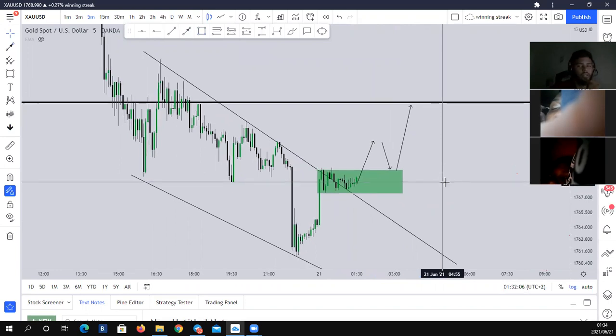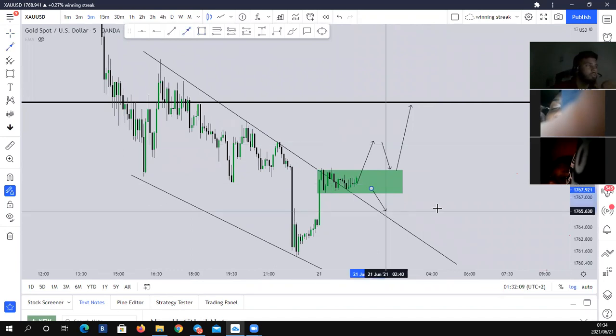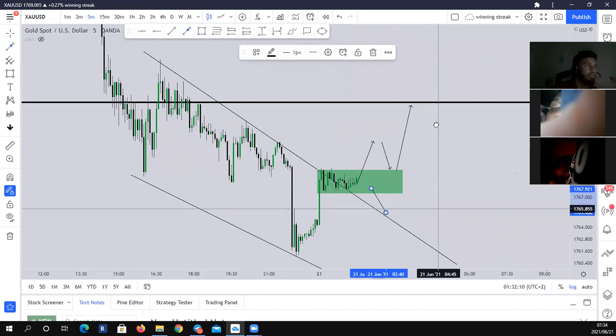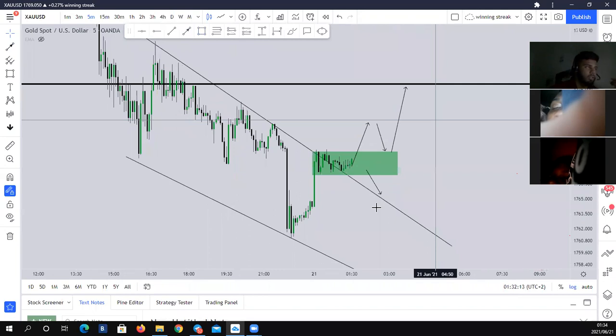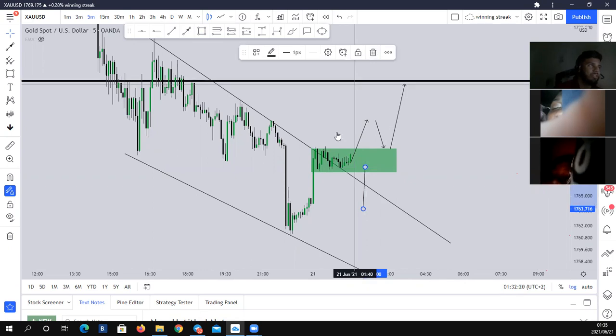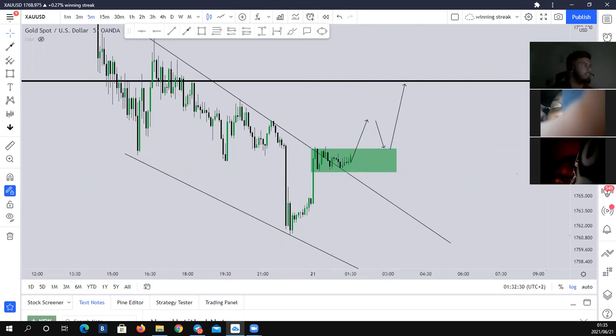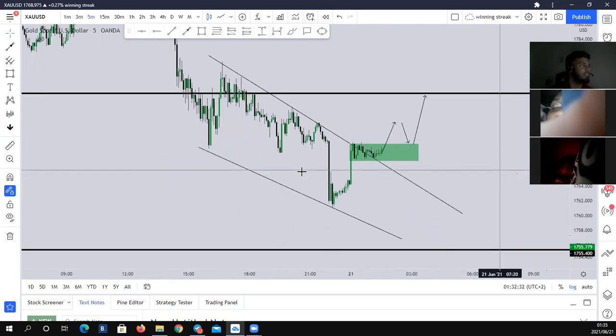You understand? But if you're looking to sell and the market breaks all the way down below again, then you start taking sells. It must break back in, then you start taking sells. But now I'm like, you know what? Maybe it will just go above here. Waiting for the break, retest here, start buying here. That's gold, guys. Gold for the fam. Let's move on.